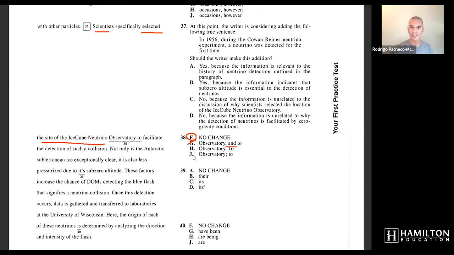Now, if we think about H and J, with H, we have a period, and with J, we have a semicolon. These are basically the same answer. And that is because we would use a period or a semicolon at the end of an independent clause. The problem is that what follows is not an independent clause. We already identified it as a prepositional phrase. So neither of these answer choices is going to work. And again, that's why F is our correct answer.